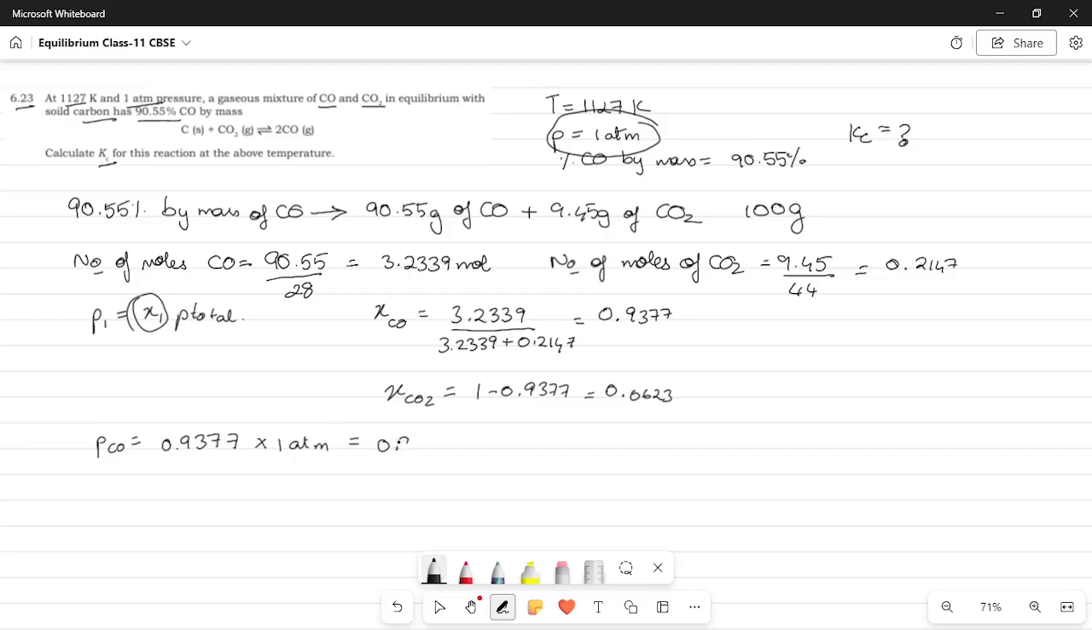So you have 0.9377 atmosphere. So similarly, P of carbon dioxide is going to be 0.0623 into 1 atmosphere. And this is going to be equal to 0.0623 atmosphere. Okay, so we have been able to calculate the individual partial pressures, right?